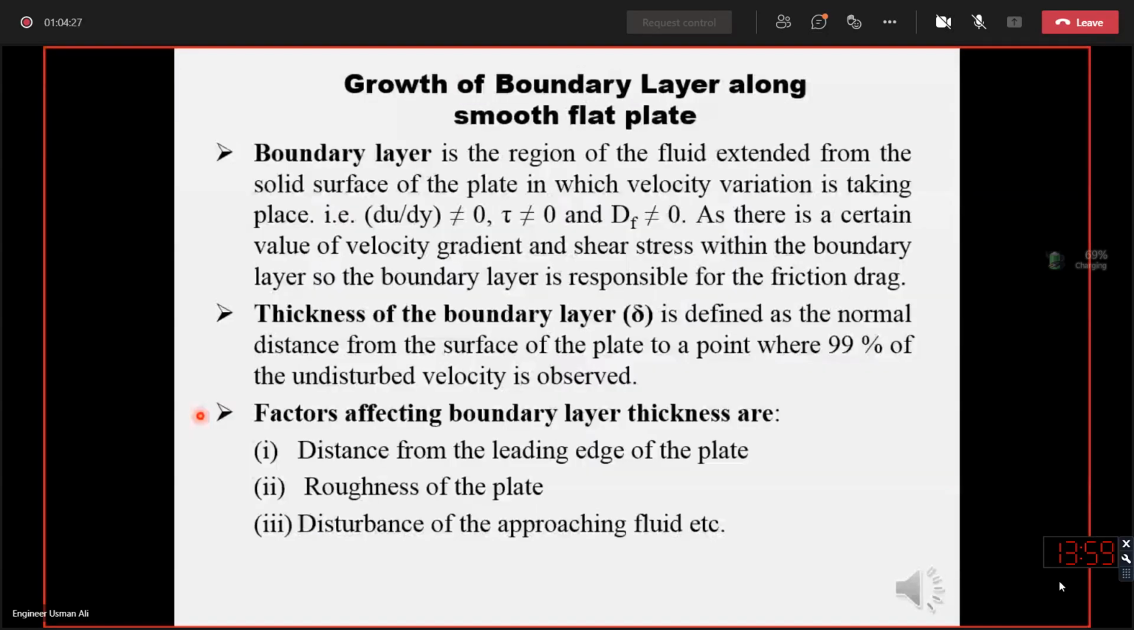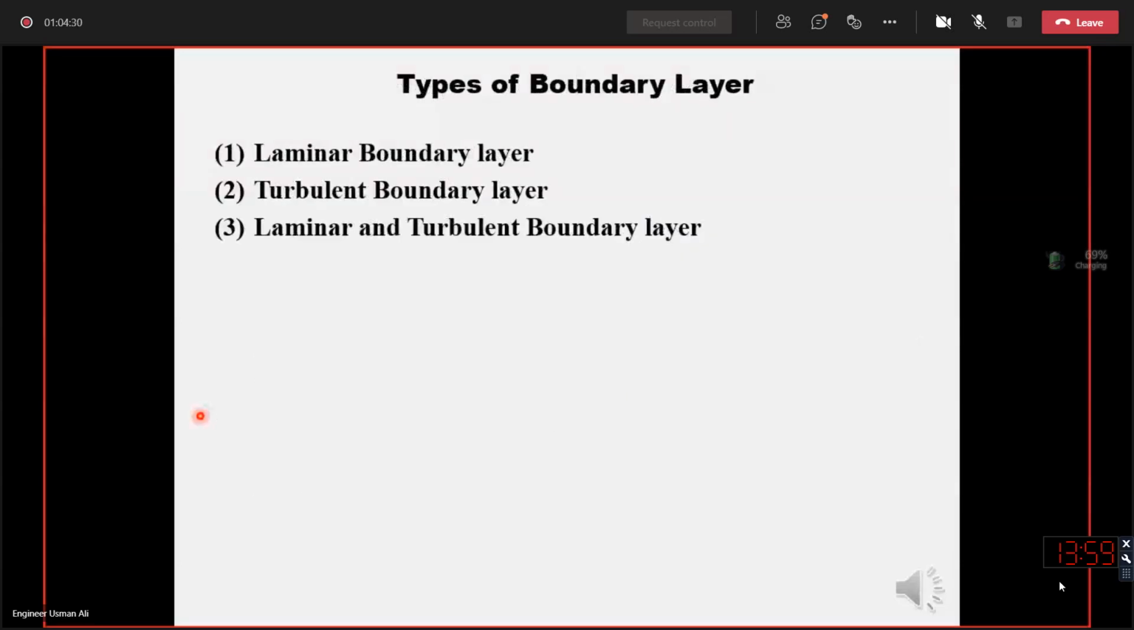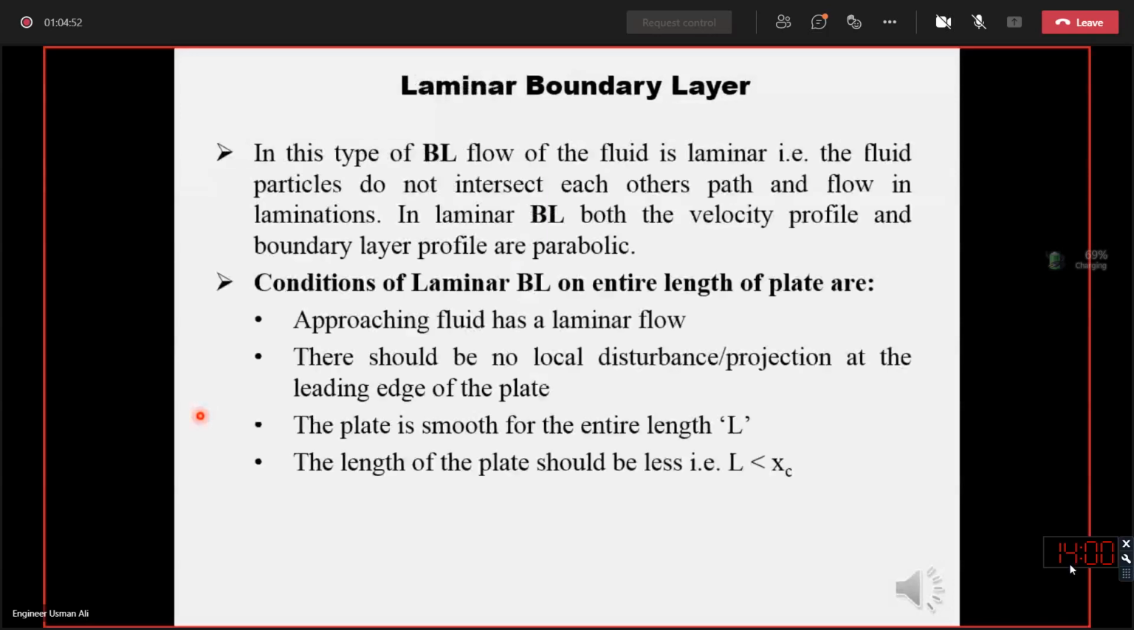Now, next thing is the types of the boundary layers. There are 3 types of boundary layer that we have to deal with later in this lecture and also in the coming lecture, and accordingly we have to analyze the following boundary layers. One is the laminar boundary layer, where essentially the flow is laminar for the fluid and some other conditions are to be discussed. Turbulent boundary layer, where the flow of the fluid is turbulent, and then we have the third type as the laminar and turbulent boundary layer, which is also called a transition boundary layer.